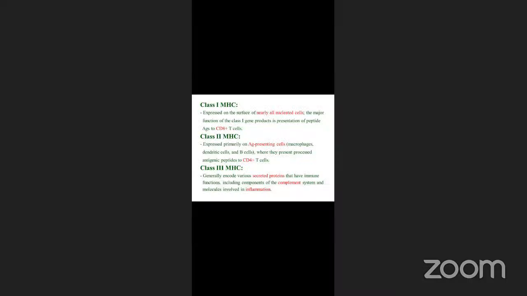Yes. What is the role of the MHC molecule? MHC class 1, the major histocompatibility complex, is expressed on the surface of nearly all nucleated cells. The major function of the class 1 gene products is presentation of peptide antigens to CD8 T cells.